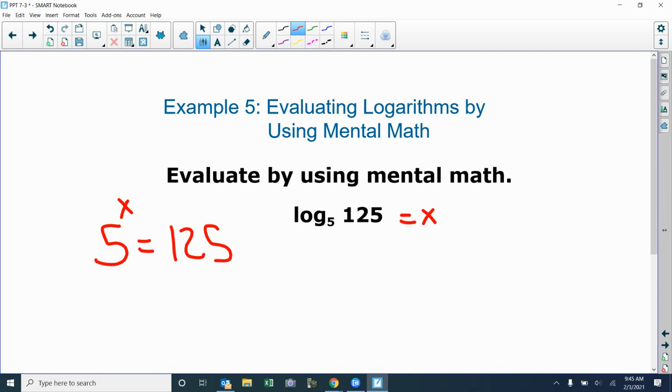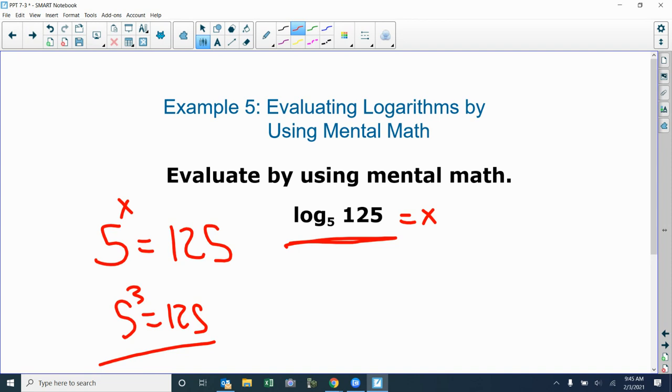It's an even number, isn't it? It wasn't an odd number like I gave you earlier. What is it? 3. Okay? 5 to the third is 125. Now, what's the problem here? It's not base 10. But there is a method of doing it. I'll show it to you right now. We're going to get into it later.